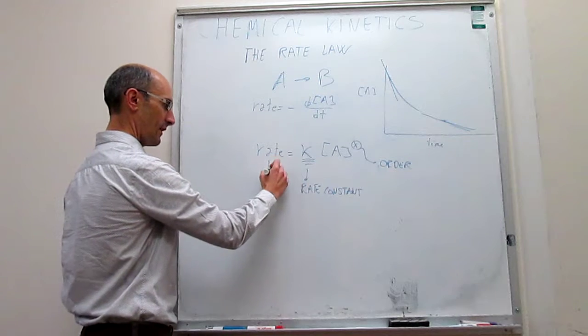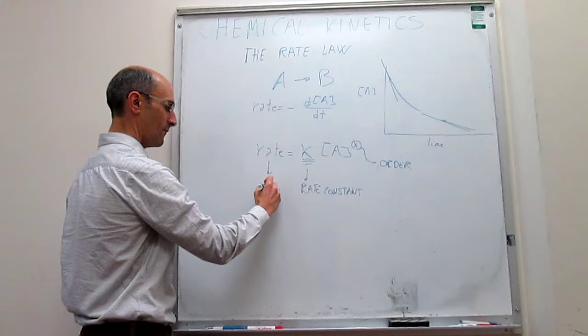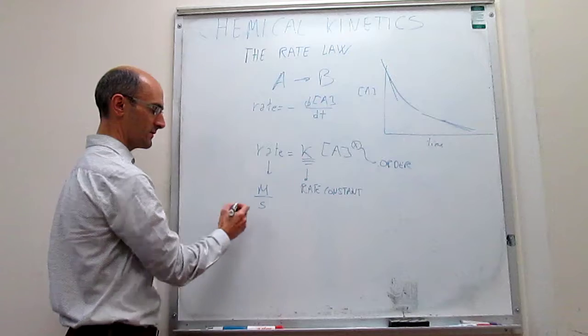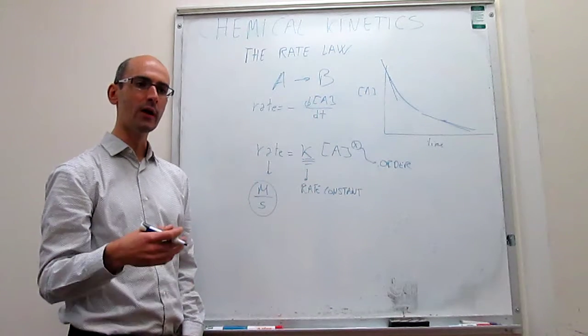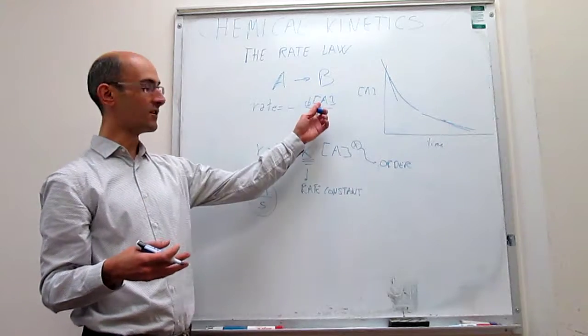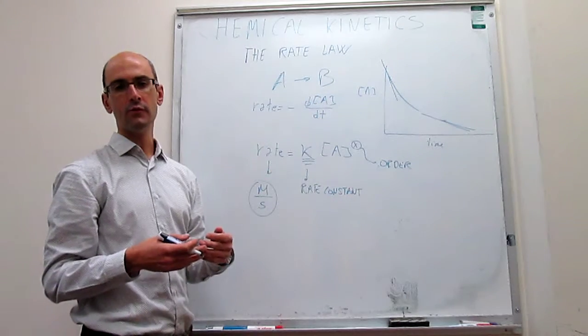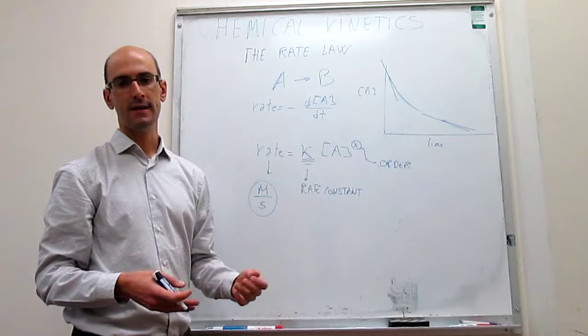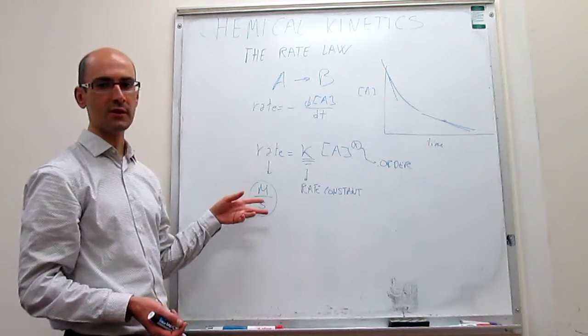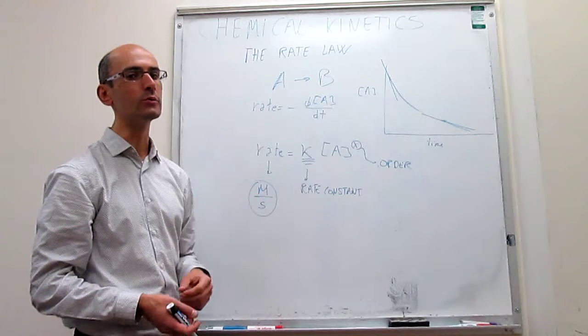Let's suppose that the rate, we measure the rate in molar per second. Okay, these units are always the same. They do not change with the order. The rate is always the change in concentration per unit time. So if we use molarity as a measure of concentration and second as a measure of time, then the units will be molar per second. But again, this does not depend on the order.